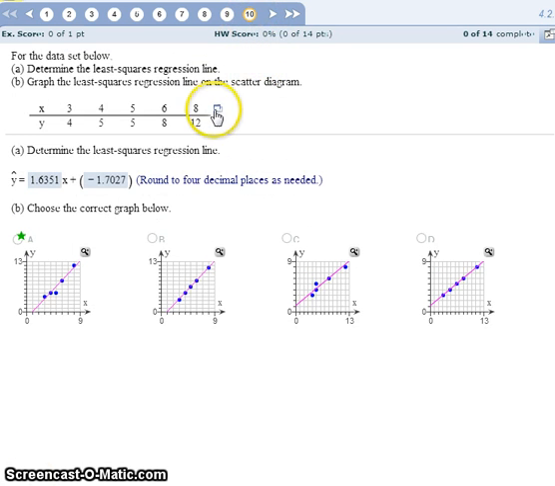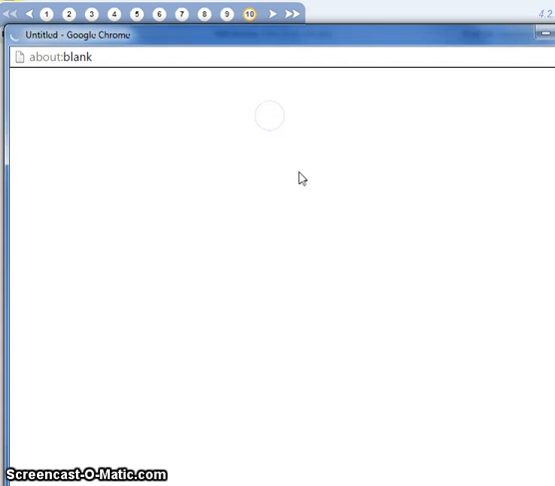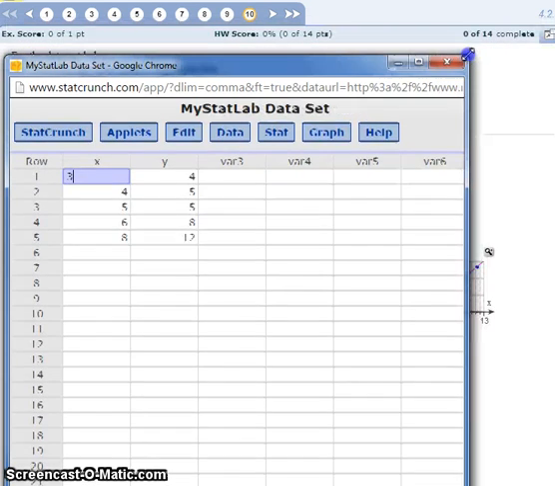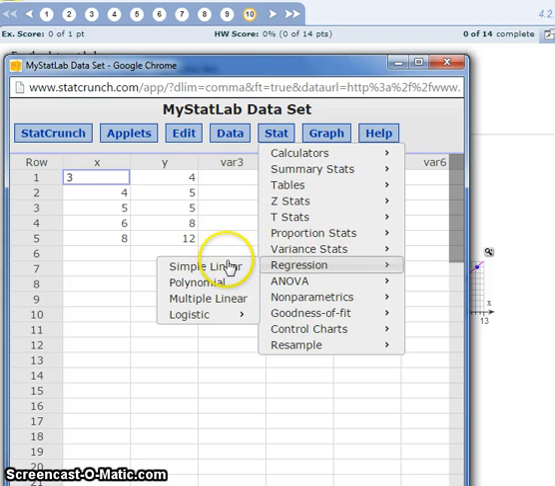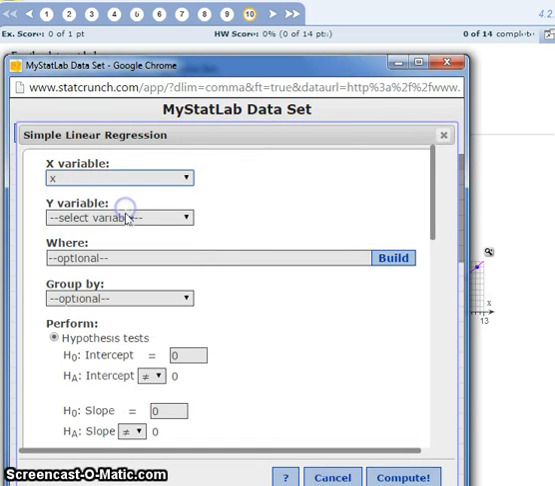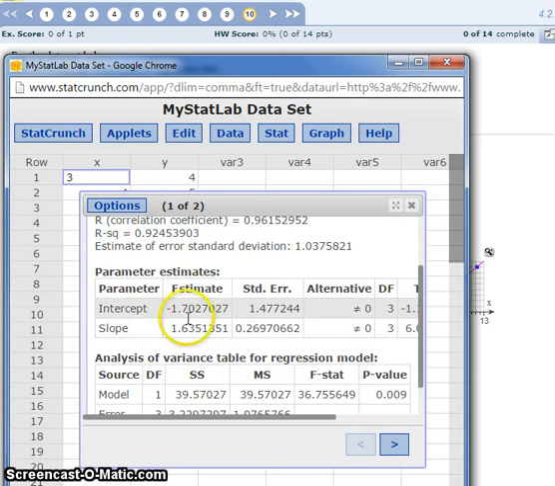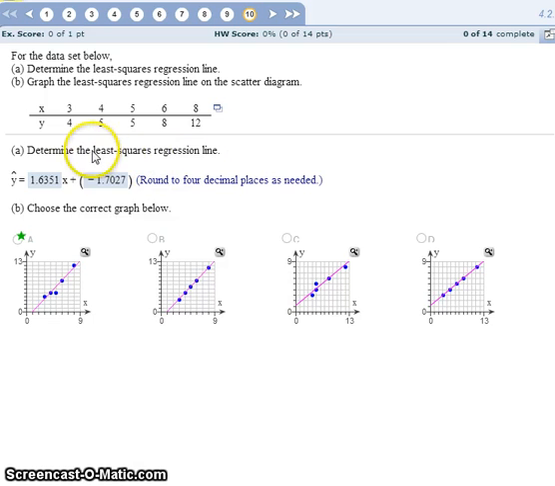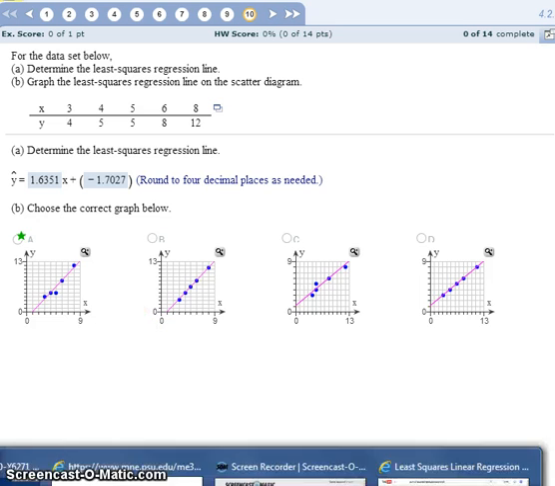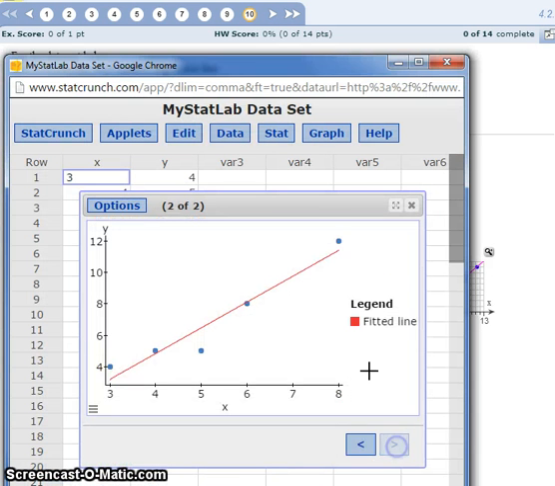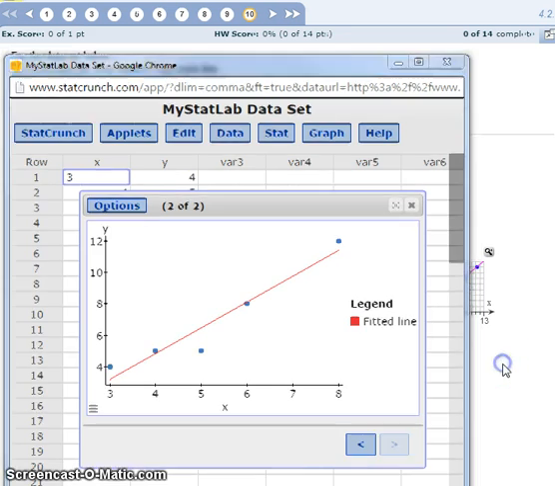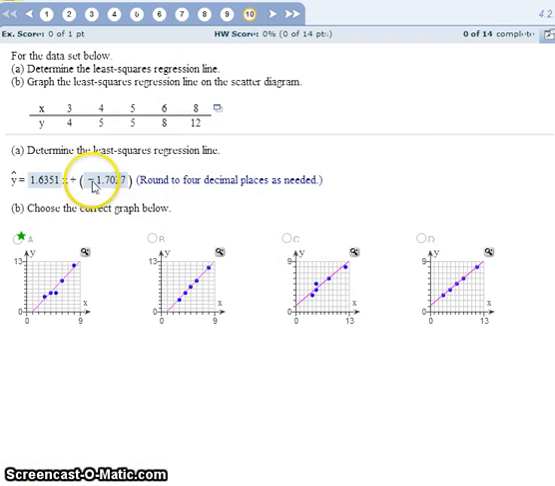And number 10, open the data in StatCrunch. And we're going to do simple linear regression on x and y, and find the slope and y-intercept and plug those in for your least squares regression line. And then once again, look at the picture in StatCrunch to help you determine what the graph should look like, the scatter diagram, but also just make sure that you have a y-intercept at negative 1.7, which would be down here kind of off the chart.